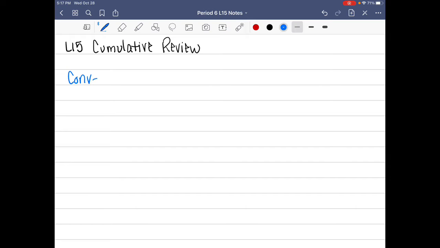That's what we started off with first. We talked about what a radian is. We talked about how a radian is just a way to measure an angle, just like degrees is a way to measure an angle, and how 1 radian is when the arc length is equal to the radius. So converting between degrees and radians.